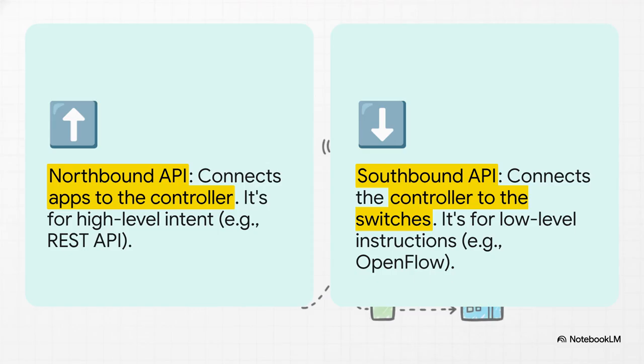And all this communication happens through 2 kinds of APIs. Just think of it this way. The northbound API is for telling the network what you want. It's your intent. You tell the controller, hey, I need a secure path for my payment data. The southbound API is for how to do it. That's the controller sending detailed, low-level instructions down to the switches to actually build that path. So northbound is for intent, southbound is for instruction.